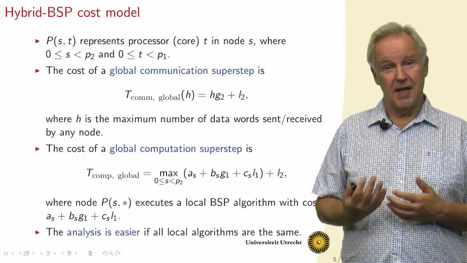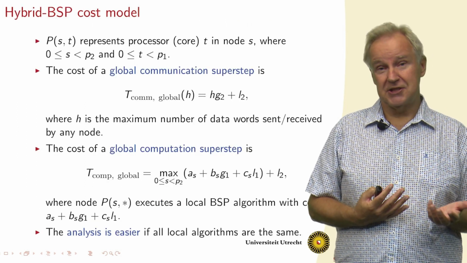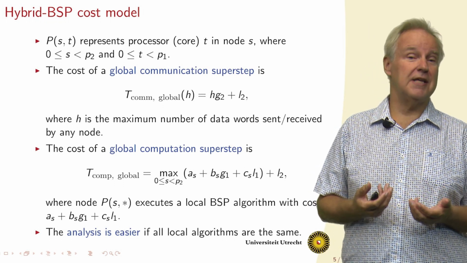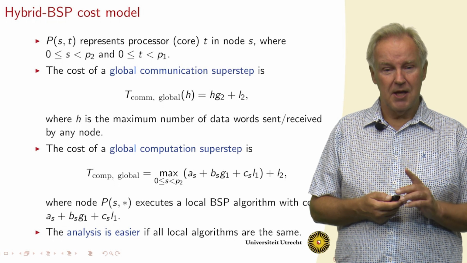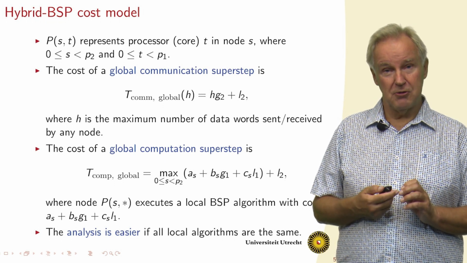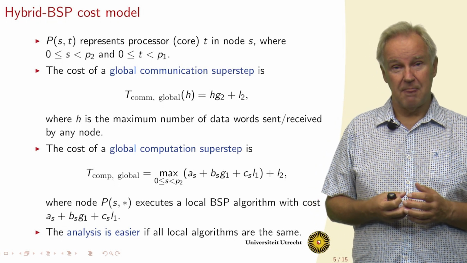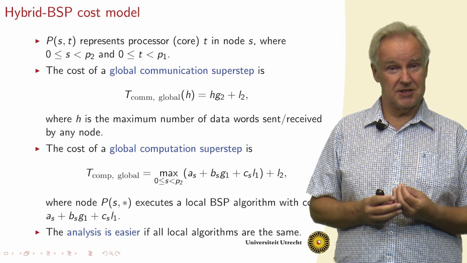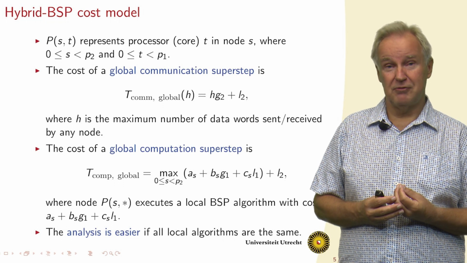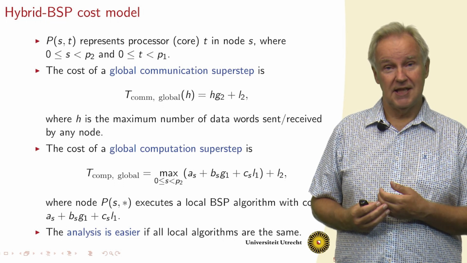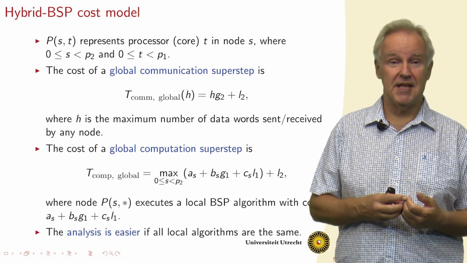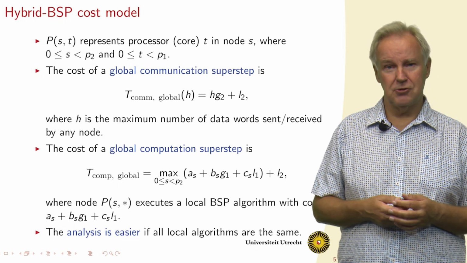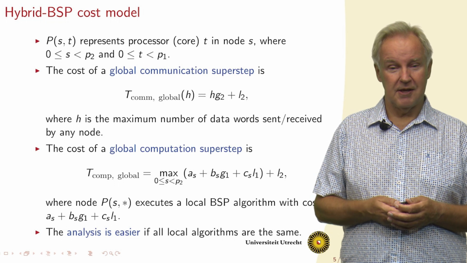So now that we know what the architecture and the algorithm is, we also need a cost model. We again use the H relation, but now we're talking about nodes and cores. If we're talking about processor P, then S is the number of the node, and T is the number of the core within that node. So that's just a numbering. It looks like a 2-dimensional numbering.